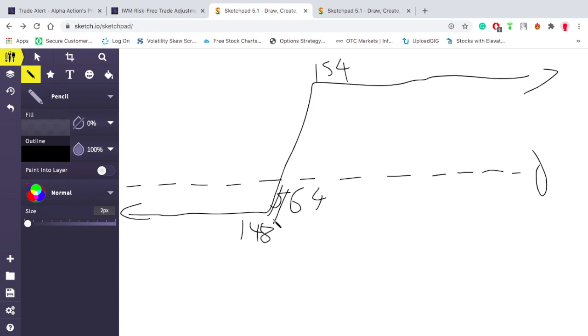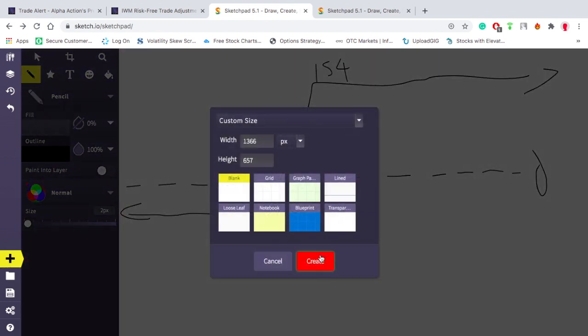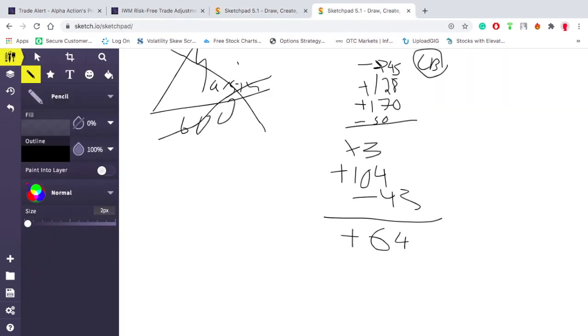Now, this is a trade where we can lose less, but we still lose money. So what did I do with this trade afterwards then? I'm going to open up a new one to show you what I did afterwards. So now we've got a cost basis of 64.